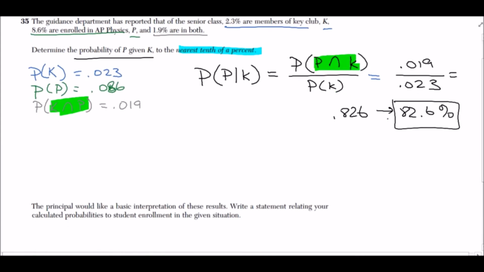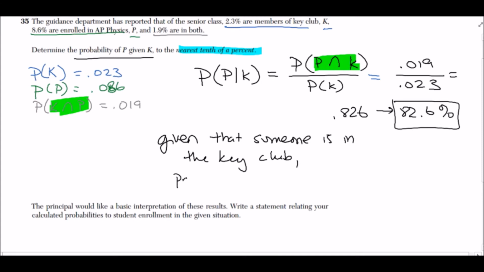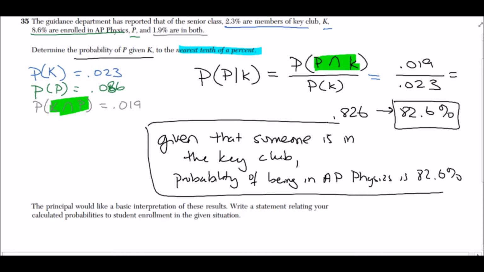Now the question reads, the principal would like a basic interpretation of these results. Write a statement relating your calculated probabilities to student enrollment in a given situation. Well, this means that the probability of P given K, meaning we are given that somebody's in the Key Club, their probability of being in AP Physics is 82.6%, and this alone is a perfectly fine statement.